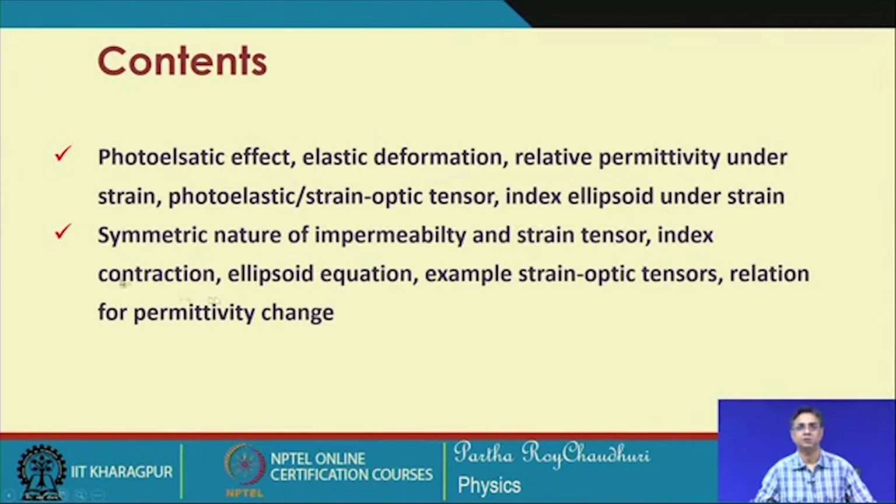We will apply this index contraction rule to make it only a 6 element column vector. Then we will represent the index ellipsoid. We will take the example of strain optic tensors and the relation of the permittivity changes. So, that will complete the understanding of this acoustic wave with the impermeability tensor of the medium.